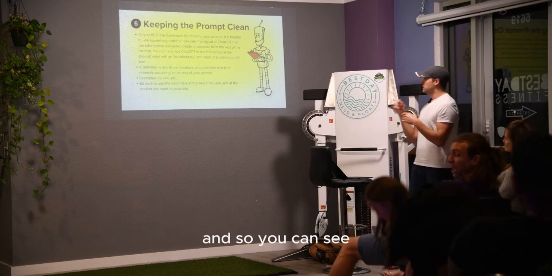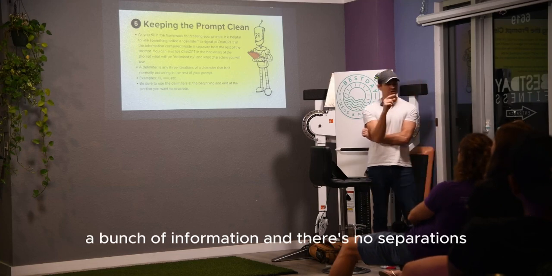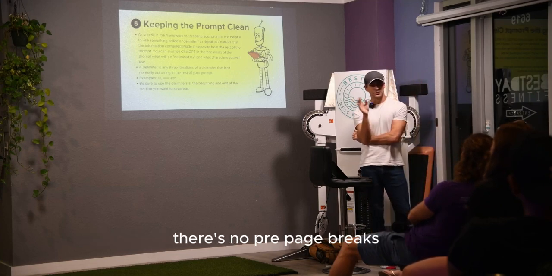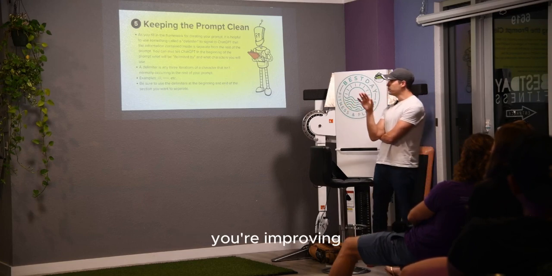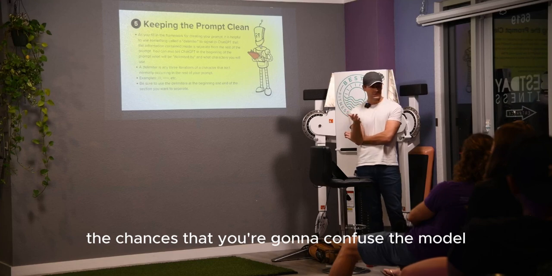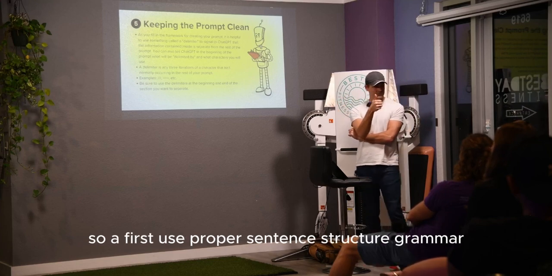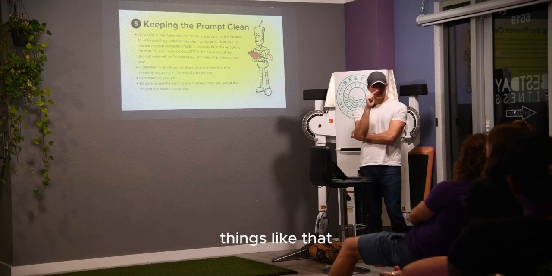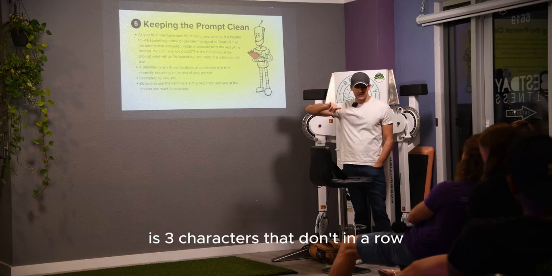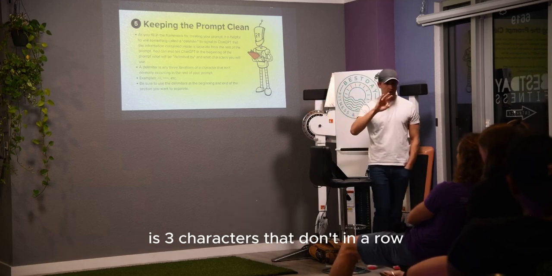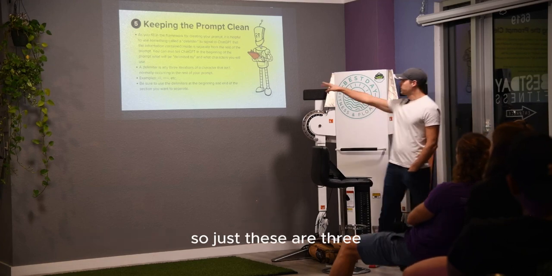And so you can see, if you are putting in a bunch of information and there's no separations, no page breaks, no paragraphs, commas, anything like that, you're improving the chances that you're going to confuse the model. So A, first, use proper sentence structure, grammar, punctuation marks, things like that. B, using something called a delimiter, which is 3 characters in a row that don't naturally occur in the rest of your prompt.